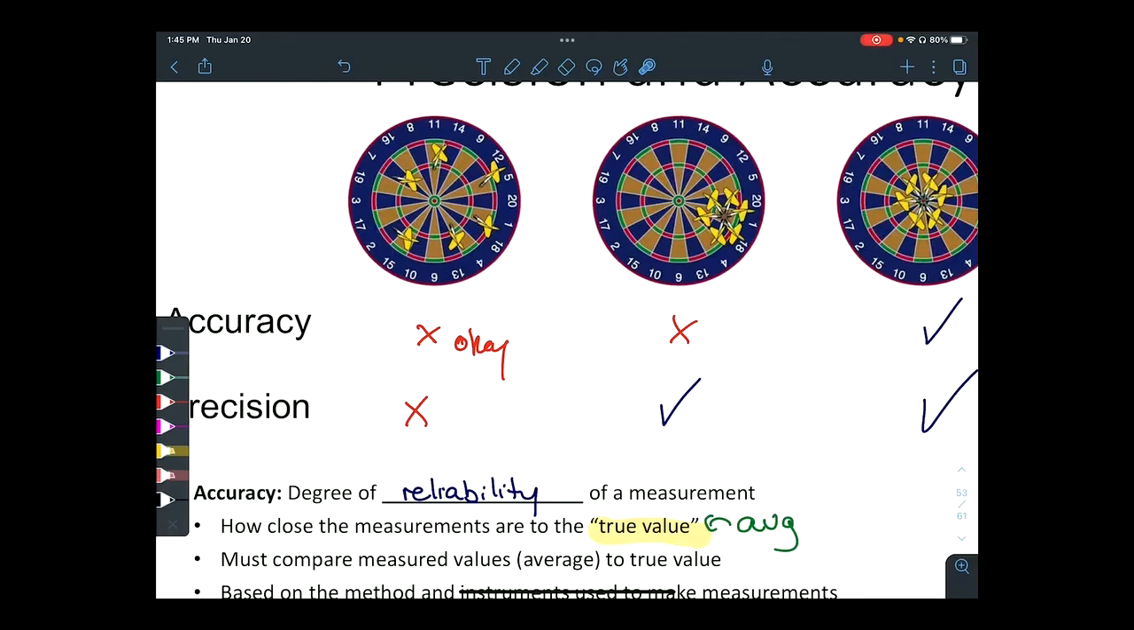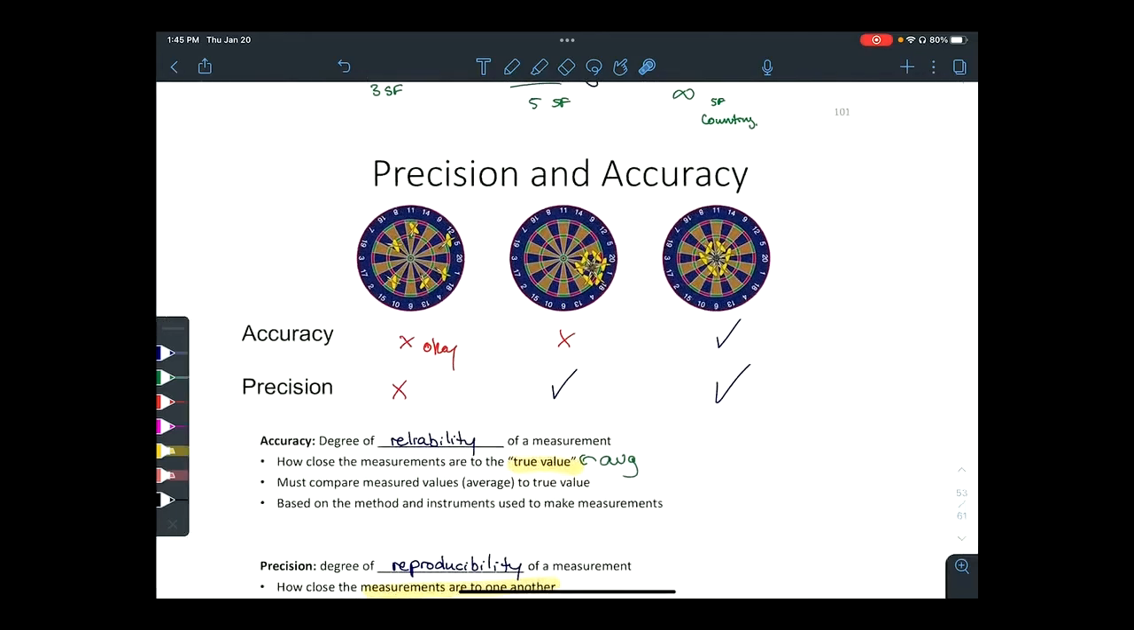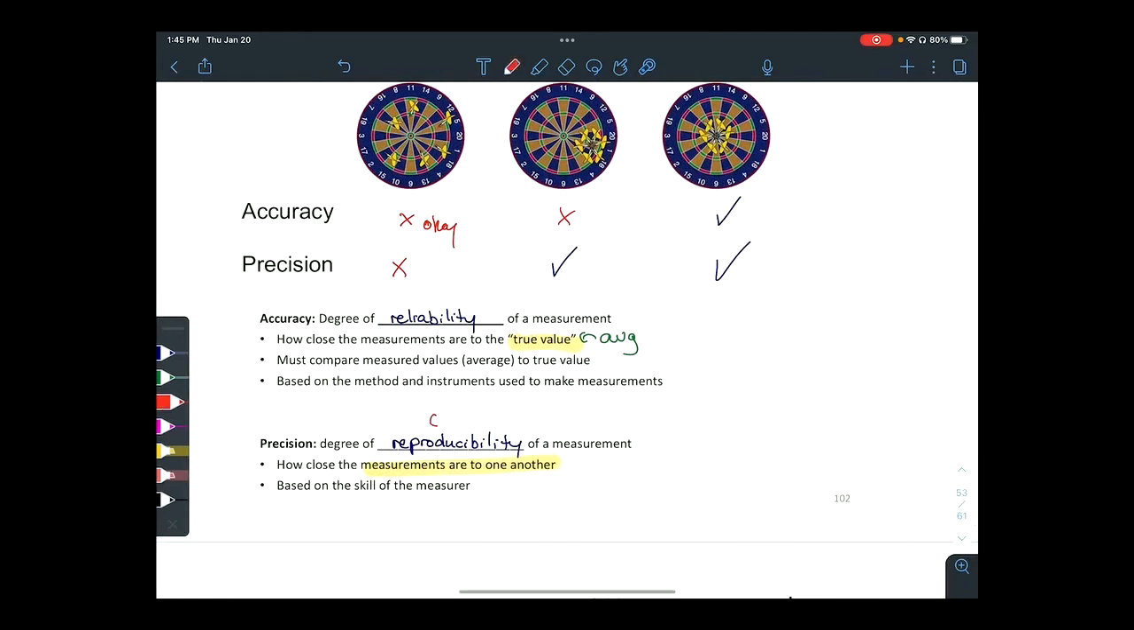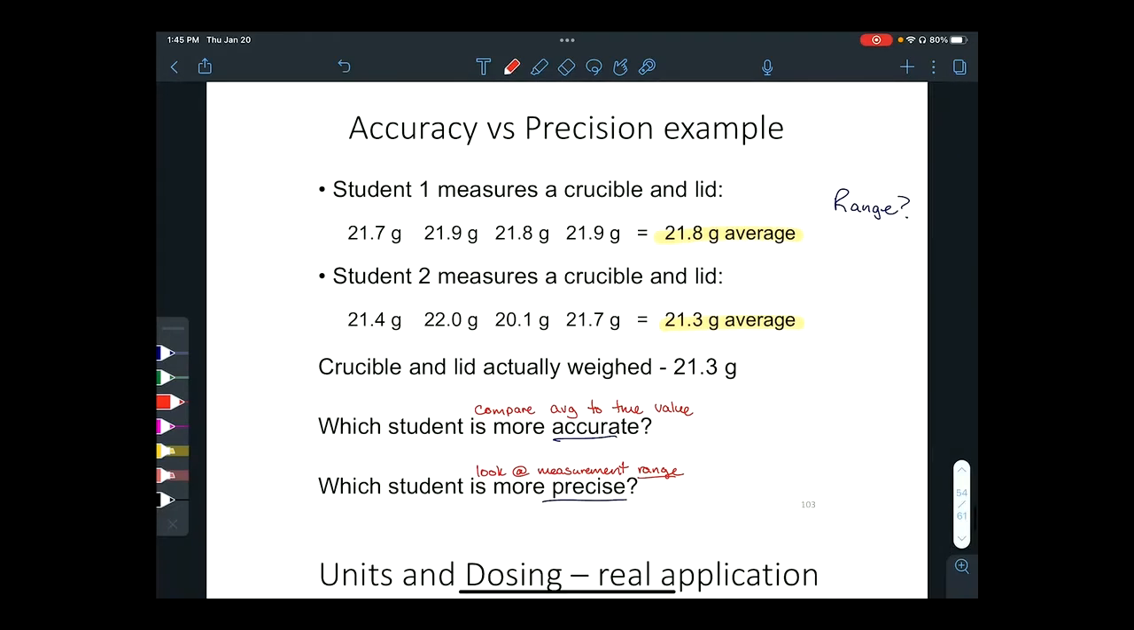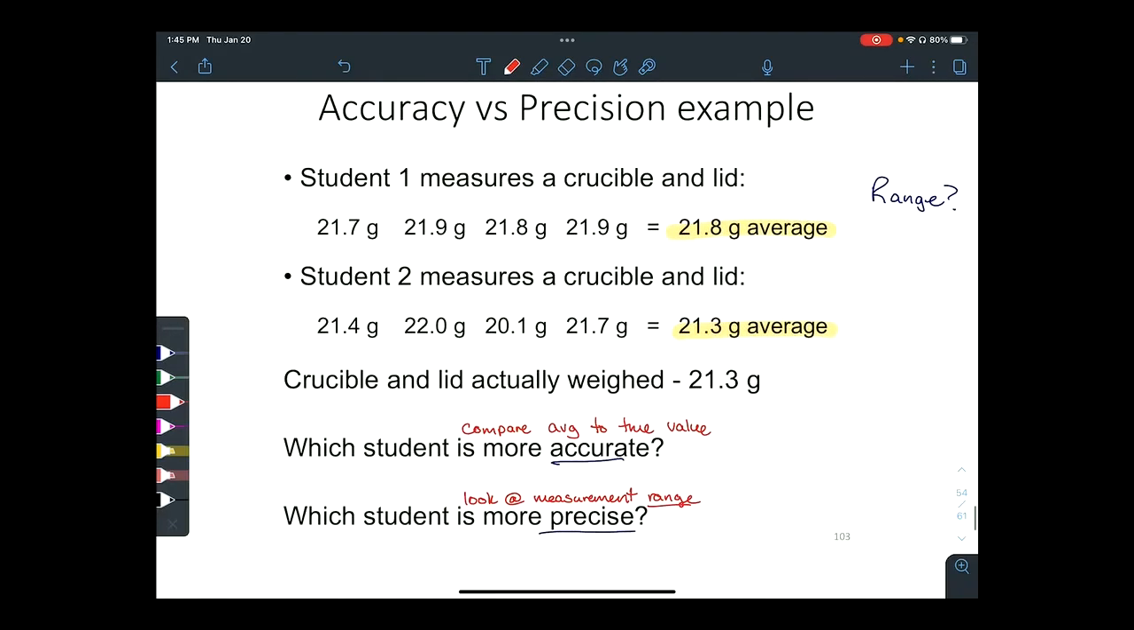So let's look at a real life measurement. What did we say here? What was the word you said? Consistency. I'm not very good at words. Got a PhD in chemistry, not spelling or words.